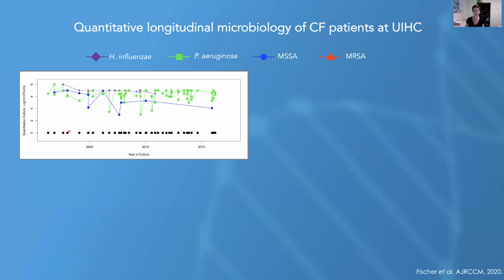So anywhere that there's a gap here, there just was not a culture taken. And so that's why there's also a gap in the infections. And then on the y-axis, we have the quantitative culture. So how many CFU per mL on a log scale was cultured from an individual patient. And so we have Haemophilus in purple and Pseudomonas in green, and we have methicillin sensitive and methicillin resistant Staph aureus.